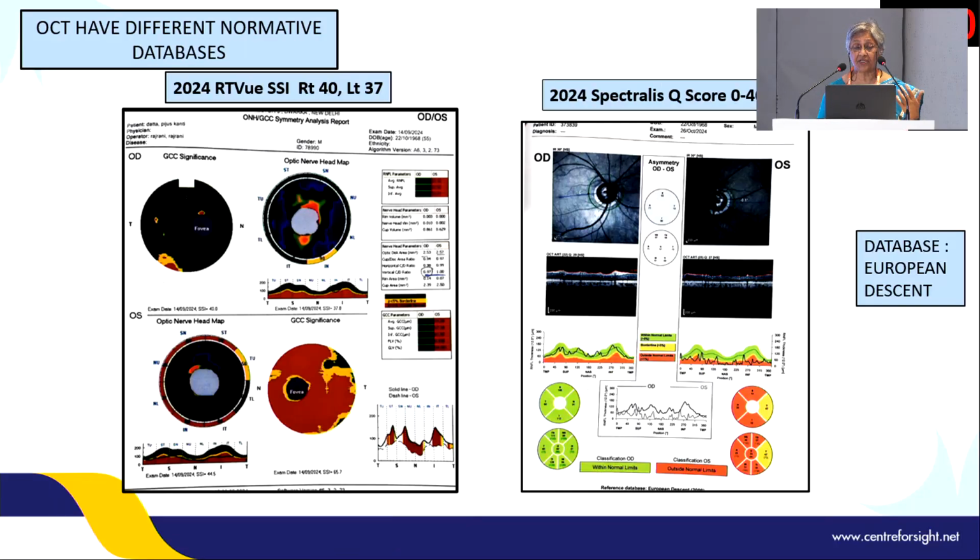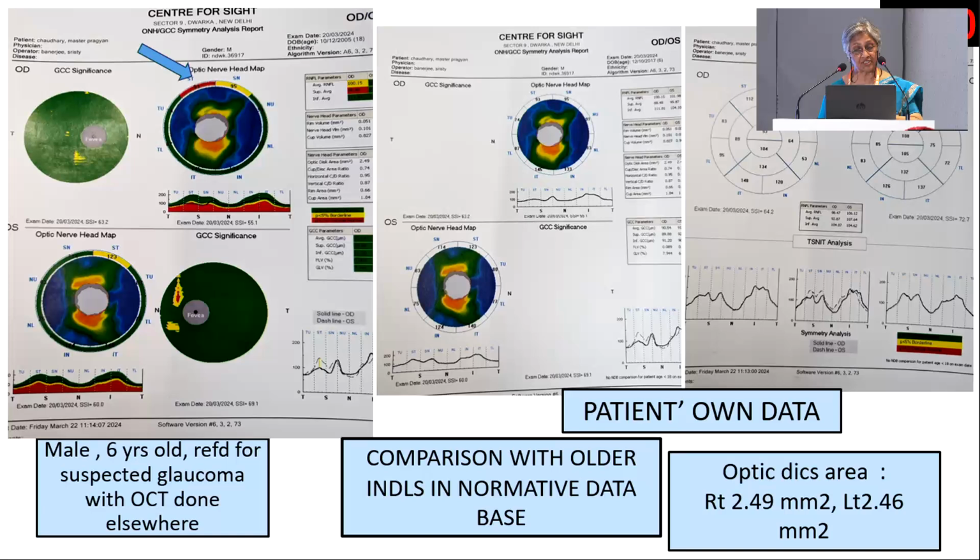And then again, the patient comes to us with the RTVue. We find that definitely the left eye is the affected eye. And then he goes on to the Spectralis. That also tells us that definitely it's the left eye which is the affected eye.